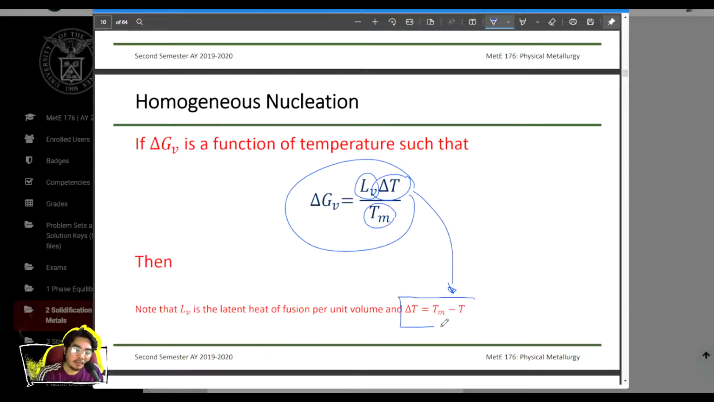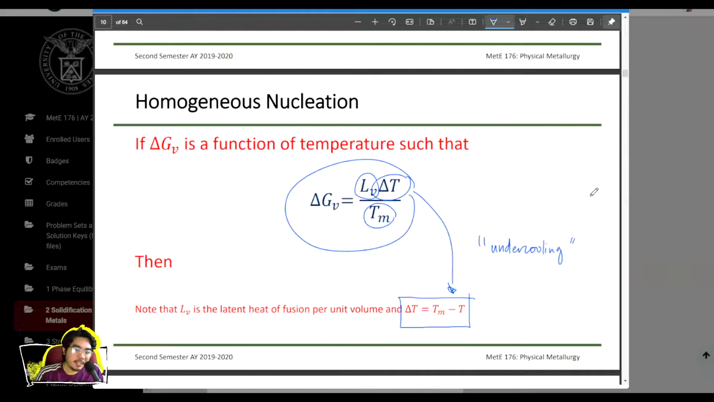And this delta T is quite important, no, when we talk about nucleation and growth. Ang tawag natin dito is undercooling, no? Sometimes supercooling. And you probably heard of the term before, undercooling or supercooling. It's just the amount of difference between the known melting temperature and the working temperature.